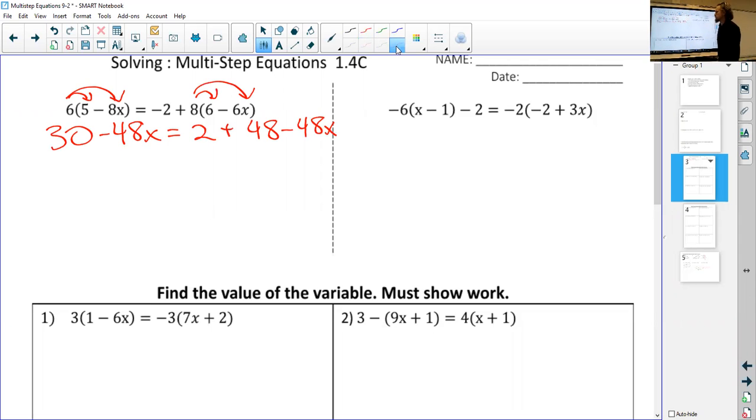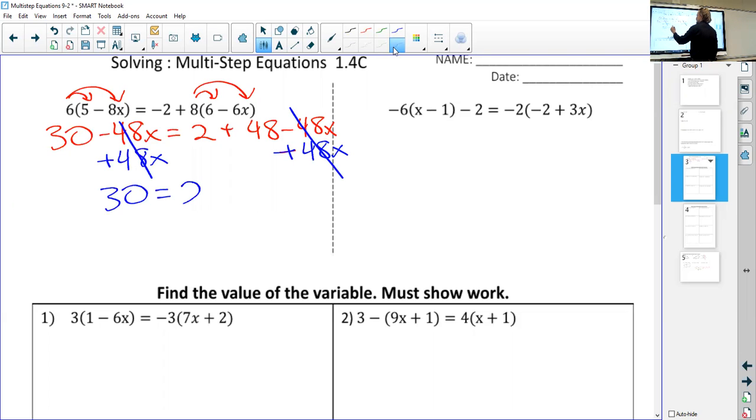So we have variables on both sides. But we notice, and here's where this gets different, we have the same amount of x's on either side. So if I get rid of either of these, no matter which side I pick, I'm going to have to do plus 48x, and then both of those are going to cancel out. So if I bring the rest down, I have 30 equals 2 plus 48.